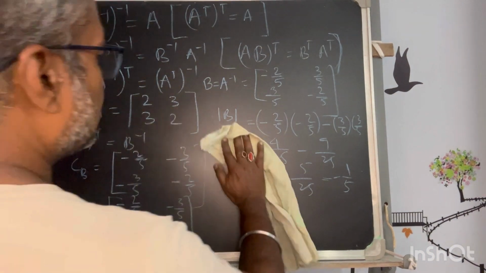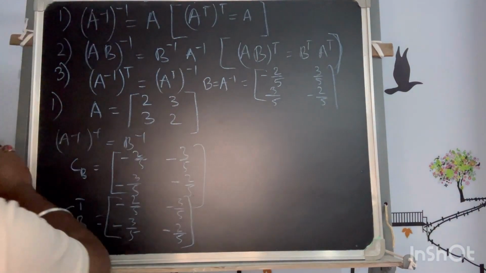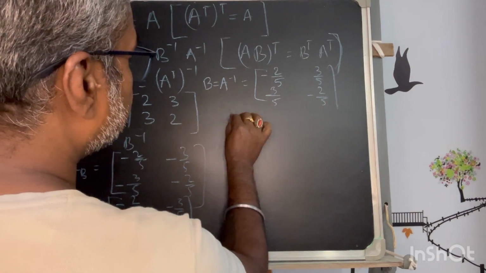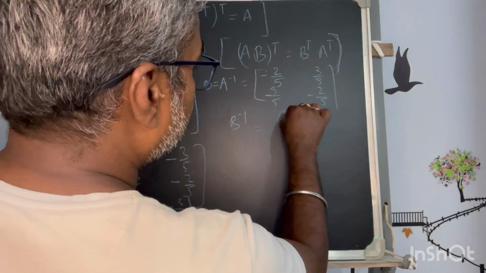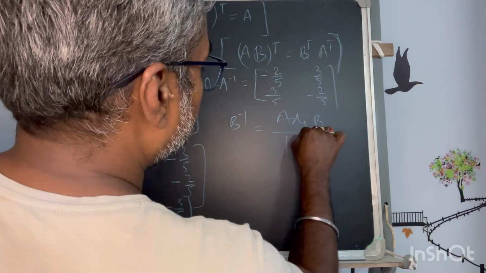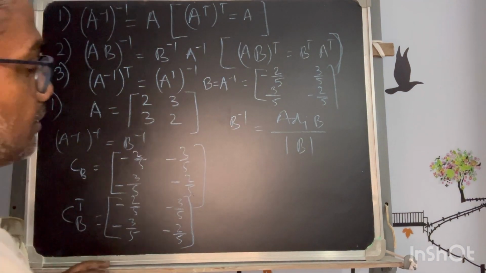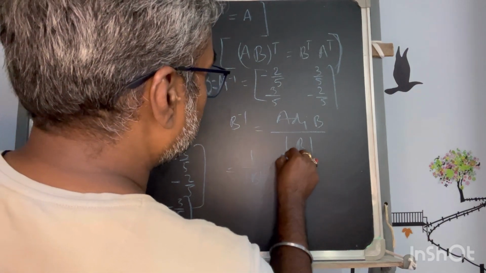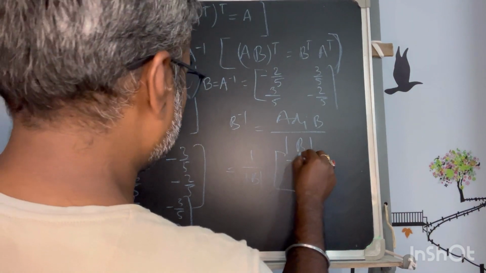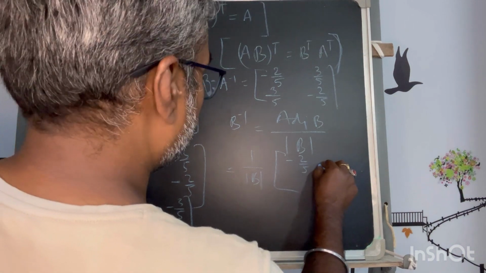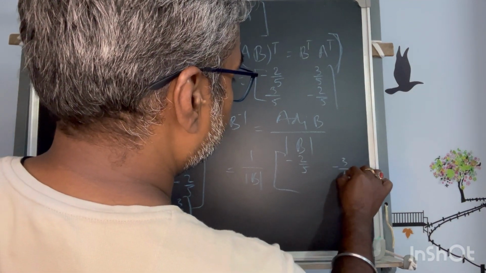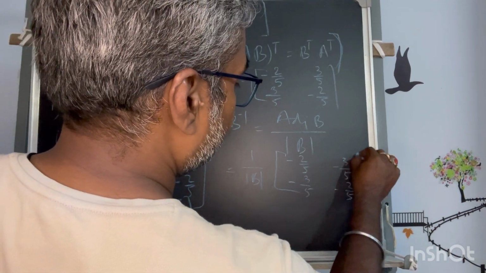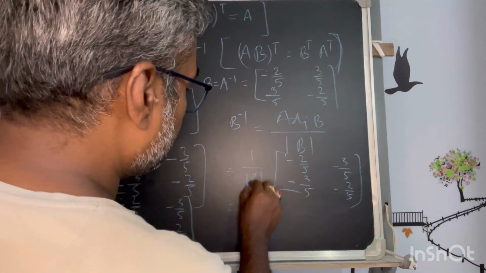Remove this. I will use this part of the board. Now what about B inverse? B inverse is adjoint of B divided by determinant of B. And adjoint of B, you know what is there: minus 2 by 5, minus minus 3 by 5, minus 3 by 5, minus 2 by 5. Understood?